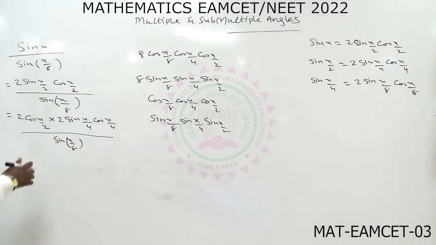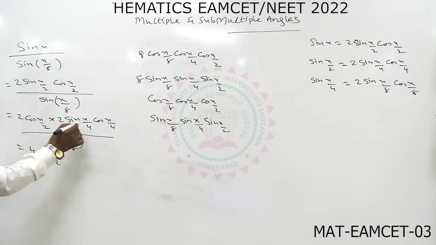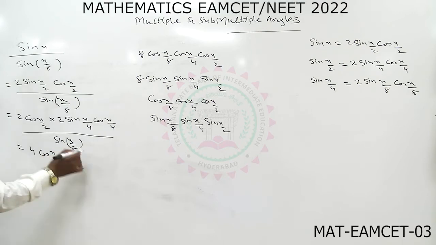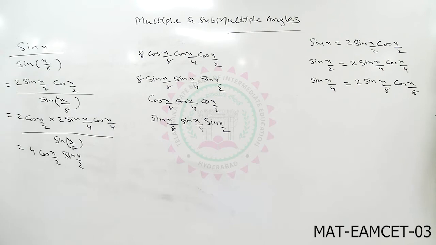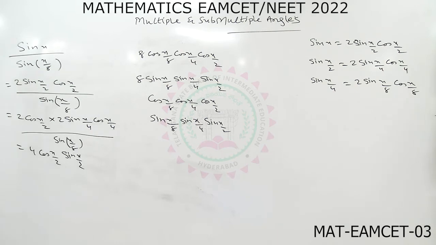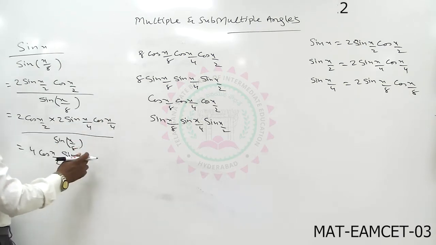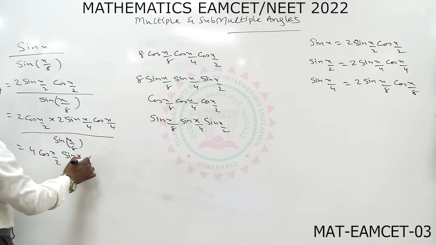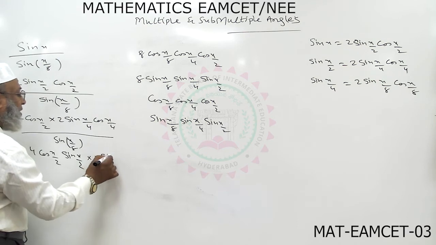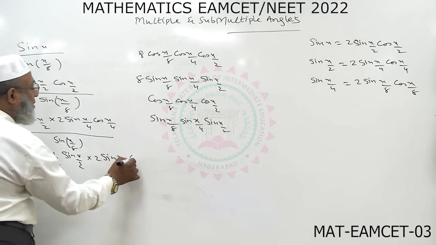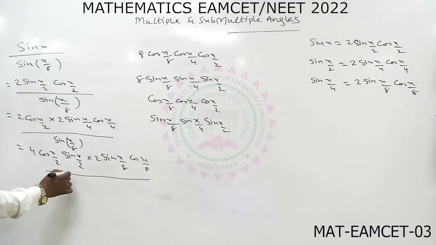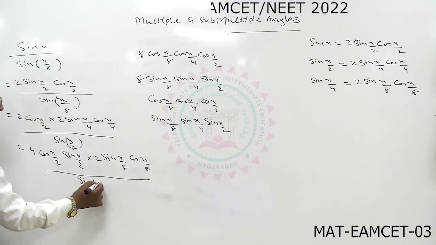Okay. So, is equal to 2 into 2, 4 cos x by 2 sin x by 2. Here, the question is sin x divided by sin x by 8. So, 2 to the 4 cos x by 2 sin x by 4 can be written as 2 sin x by 8 cos x by 8 whole divided by sin of x by 8 will remain as it is.